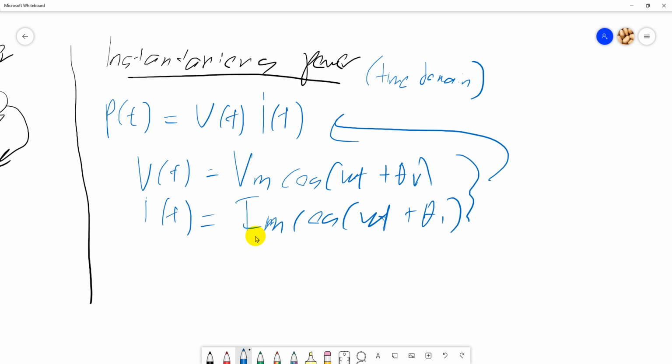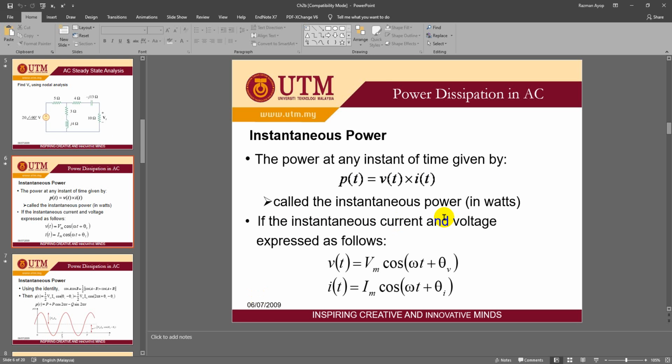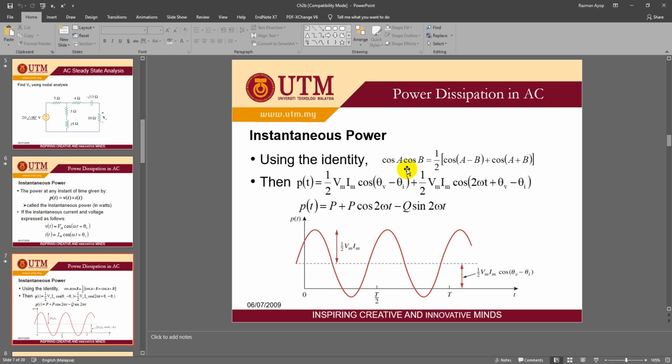So how to multiply? For this case, you have to check back your slide. Instantaneous power: as I mentioned before, p(t) is equal to v(t) i(t). This is the definition of v(t) and i(t). After you multiply, you use the identity cos A cos B is equal to half of cos(A minus B) plus cos(A plus B).